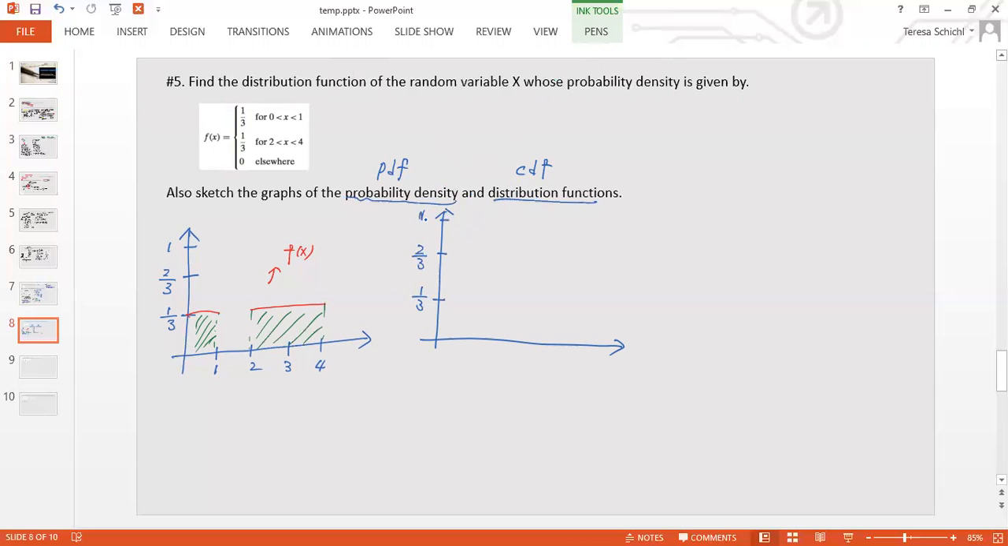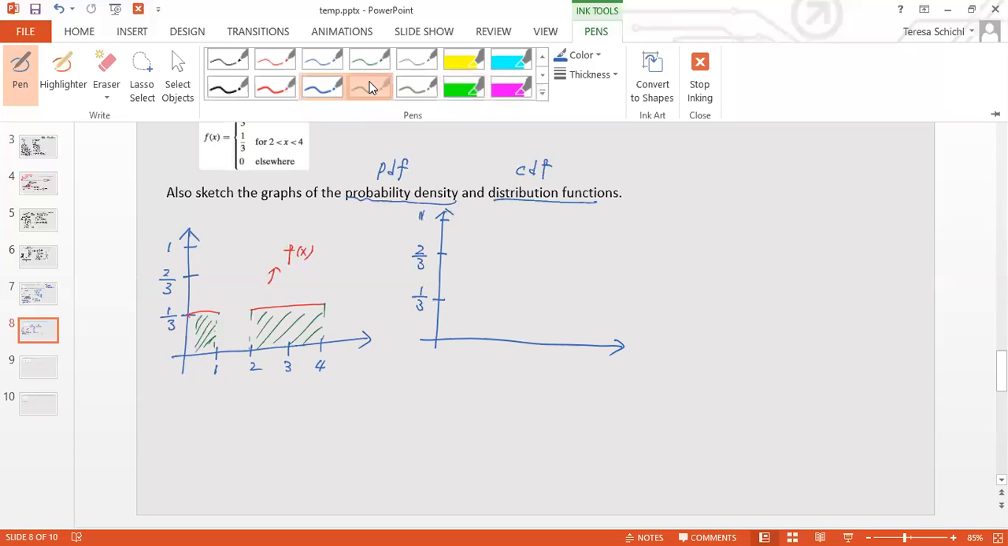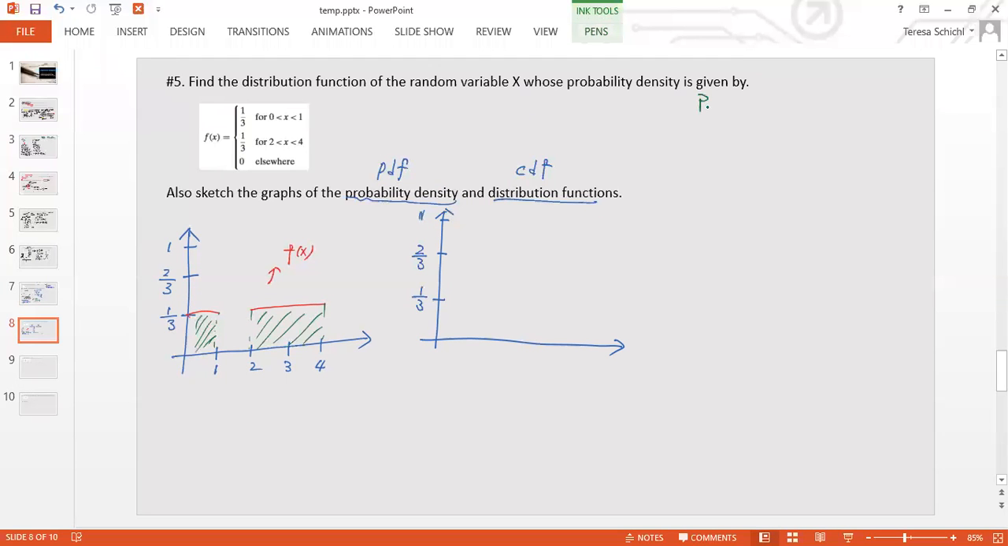Remember what the CDF is? Let's do a brief review of what we did previously. The CDF is capital F of x. It is the integration from negative infinity to x of f of t dt, right? So when you integrate the PDF, it will give you the CDF.